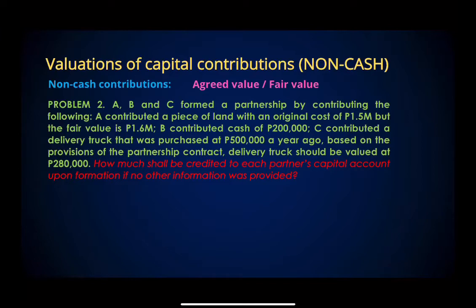Okay, so for partner A, we're going to use the fair value, not the original cost. So we have 1.6 million. For partner B, since the contribution is in the form of cash, we are going to record this investment at its face amount, 200,000. Next, for partner C, between the historical cost and the agreed value, of course, agreed value shall prevail. So the answer would be 280,000. So these are your final answers.